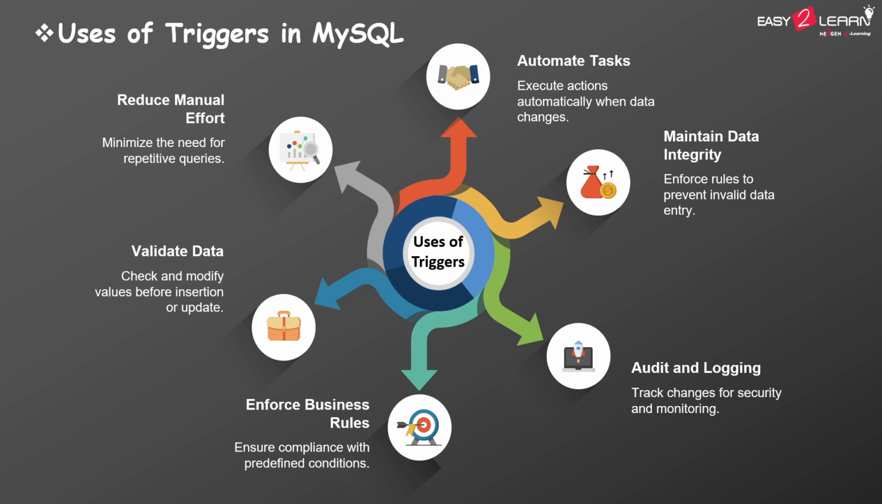The next one is maintain data integrity. The use case is to prevent deletion of referenced data to maintain referential integrity. For example, restrict deleting a customer with pending orders. Suppose we have the customers and orders tables; we need to prevent the deletion of a customer if they have pending orders.